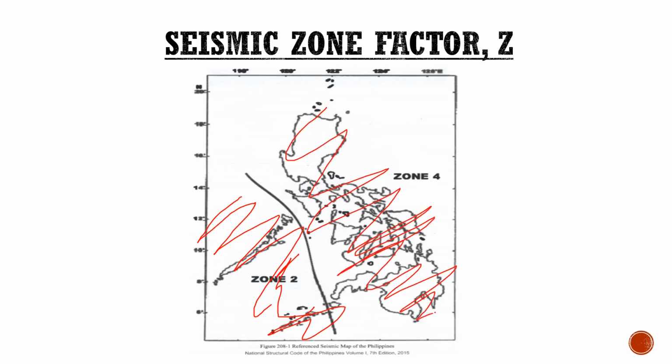What could be the reason, guys, why most of the country is zone 4? One reason is the Pacific Ring of Fire. We are an earthquake-prone country because we are located in the Pacific Ring of Fire. Okay, so this, guys, is the seismic zone factor Z.